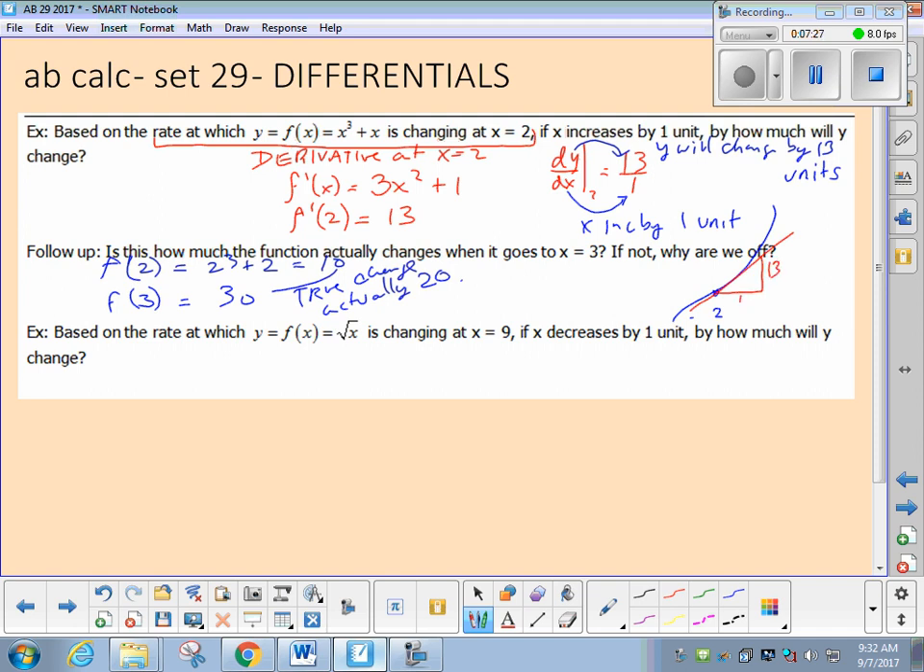13 units per 1 unit in x, did it stay that steep after I left 2? Or did it start to get even steeper after I left 2? Because of the virtue of the curve, it's not linear, it doesn't stay that same rate of change everywhere like a line would. Because we are curving, it actually started going steeper, and so y actually changed by more than I expected it to.